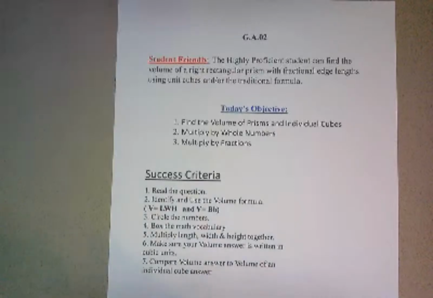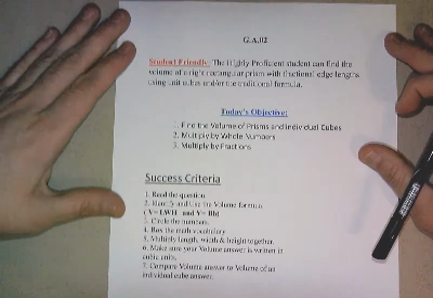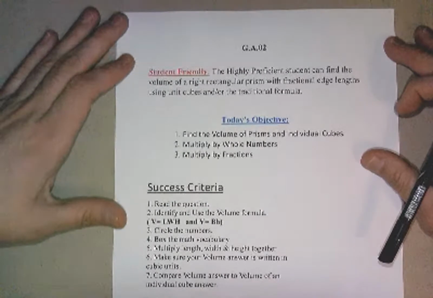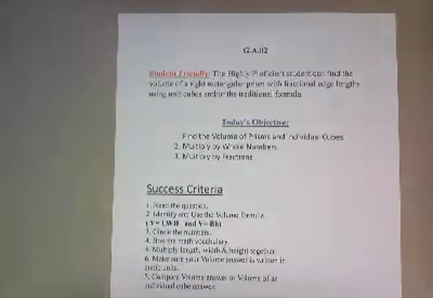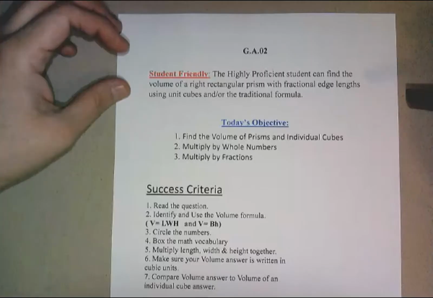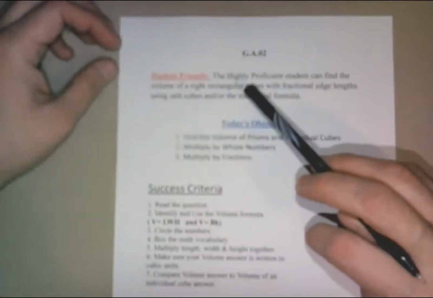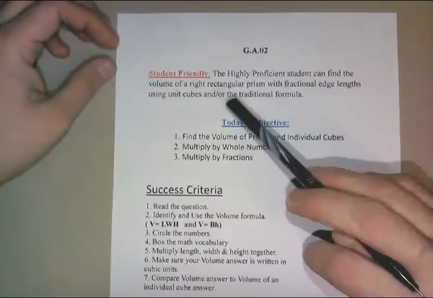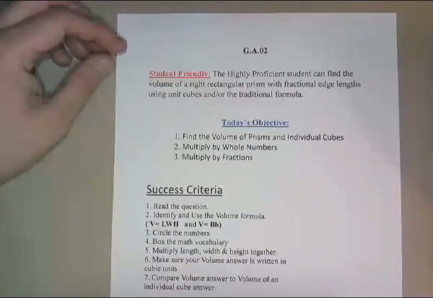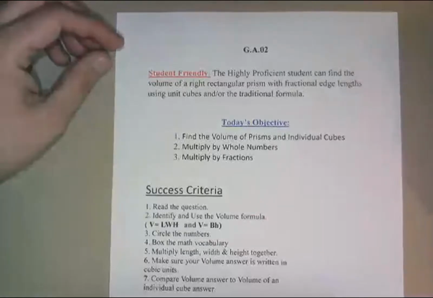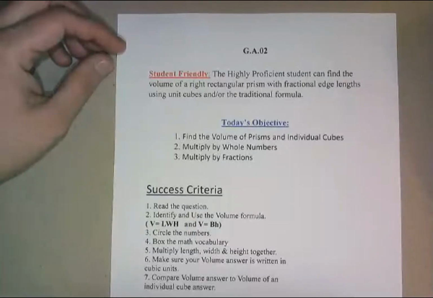Hello. Today we're going to look at a short video on our standard G.A.02. The student-friendly objective here is that you can find the volume of a right rectangular prism with fractional edge lengths using unit cubes and or the traditional formula.